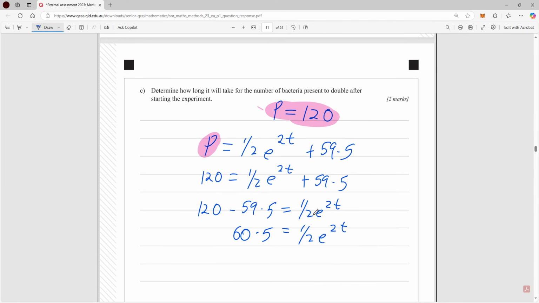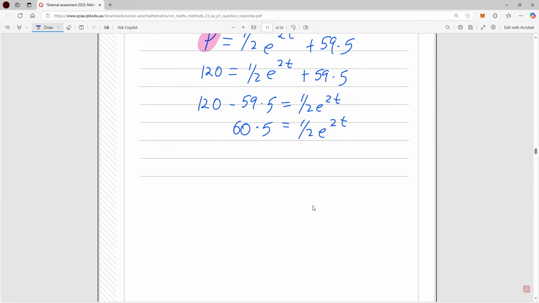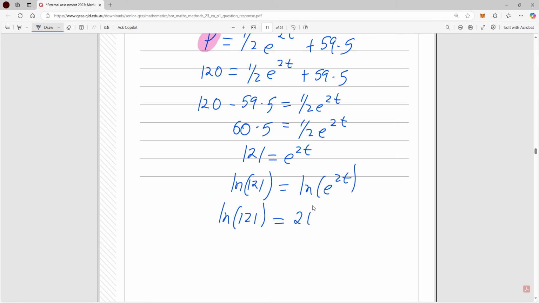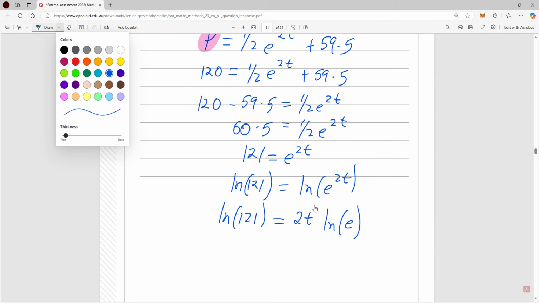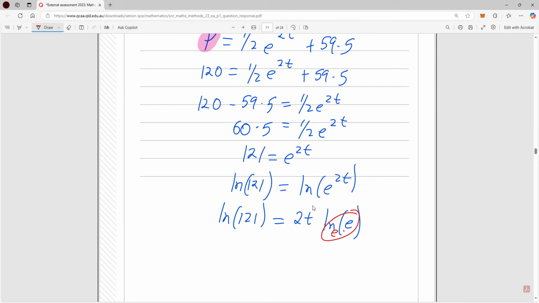Then we're going to move the half across, so multiply both sides by 2. So double 60 and double 0.5 gives you 120 and 1, so 121 = e to the 2t. Now if we want to get this by itself, we need to put natural log on both sides, so natural log of 121 = natural log of e to the power of 2t. We can bring the 2t down the front, so we have natural log of 121 = 2t natural log of e. Because these have the same base, this turns into just 1.